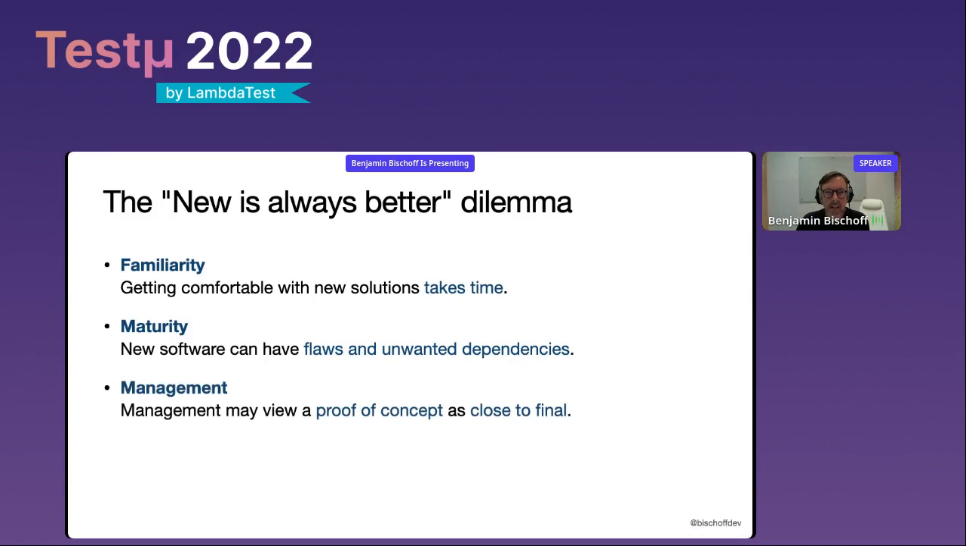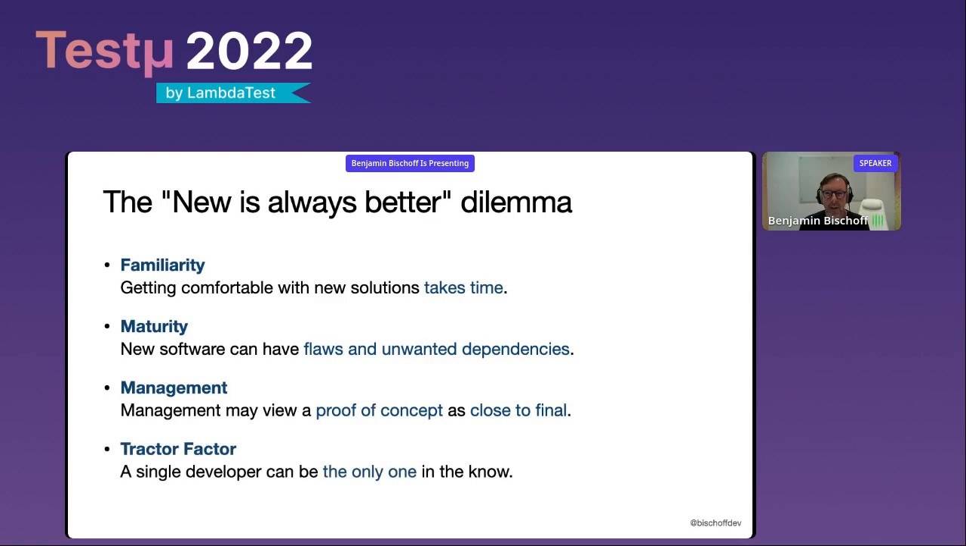Also, there is this aspect that I have seen before in a job at a company I won't mention. Management received a proof of concept from the development team, and they considered it a final product and wanted to release it, even though it was just a try. So this is a thing that can happen if you jump on new things too quickly.